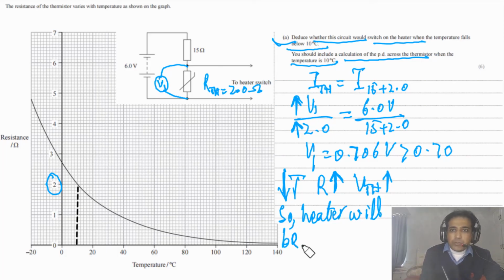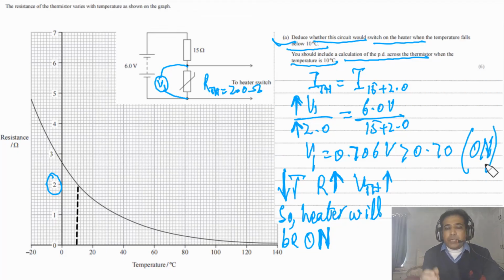So the heater will be on when the temperature falls below 10 degrees Celsius, because the heater is on when the temperature is 10 degrees Celsius. Then if the temperature drops even further than 10 degrees Celsius, the resistance will increase. As the resistance increases, there will be a higher PD across the thermistor, so the heater will be on. This is just based on the previous concept. If you have mastered this concept, you will be able to answer a lot of the tricky questions based on it.